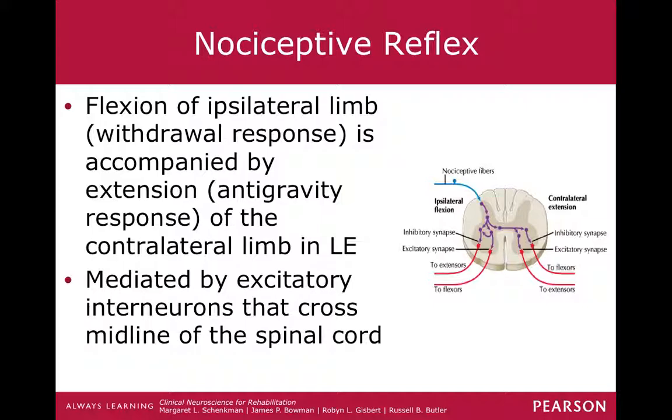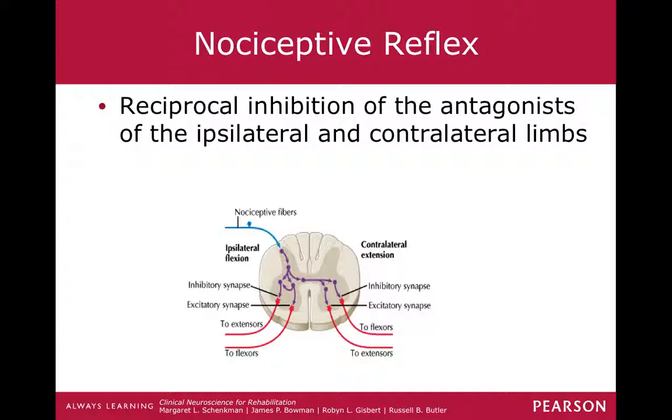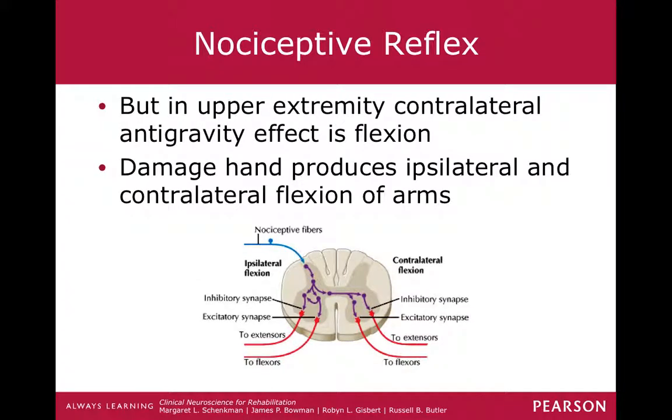This is a multi-segmental reflex because it involves contraction of not one flexor muscle but all the flexor muscles of that limb, and not one extensor muscle but all the extensor muscles of the contralateral limb. There, of course, is reciprocal inhibition of antagonists of the ipsilateral and contralateral limbs. But in the upper extremity, the contralateral anti-gravity response is flexion. This is seen when you hurt one hand. You do not reflexly extend the other arm, but rather flex it. So you see flexion of both the ipsilateral damaged arm and contralateral arm.